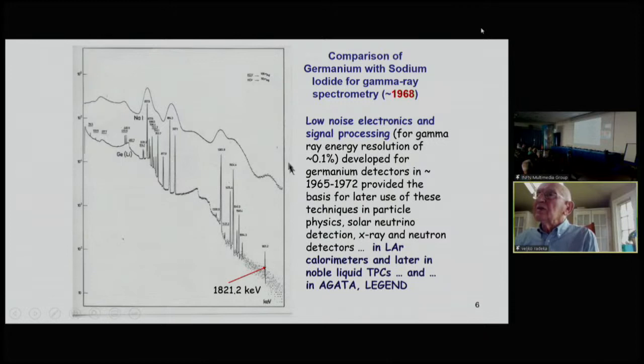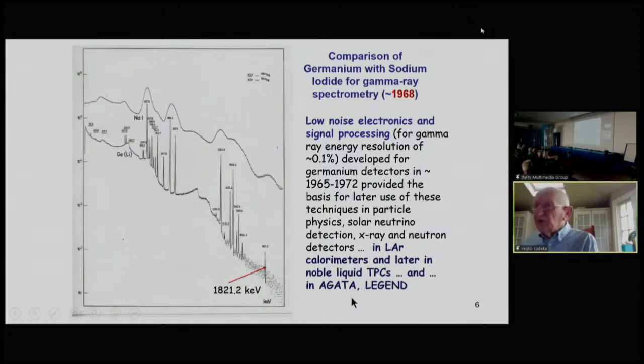With that, there was a development of low noise electronics, and an energy resolution of 0.1% for germanium detectors developed in those years. And those early techniques were later used in many detectors, from solar neutrino detection, liquid argon calorimeters, later liquid argon TPCs, and these days in further development in Agata and LEGEND.